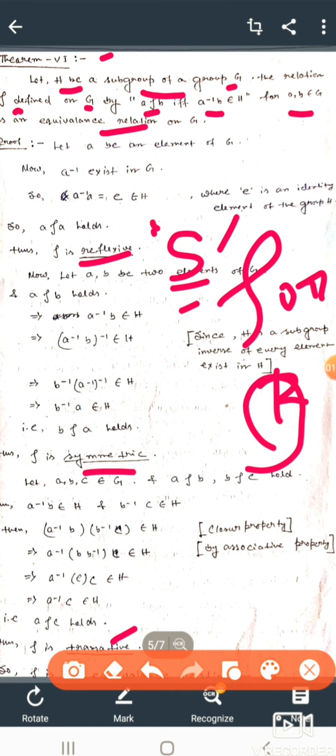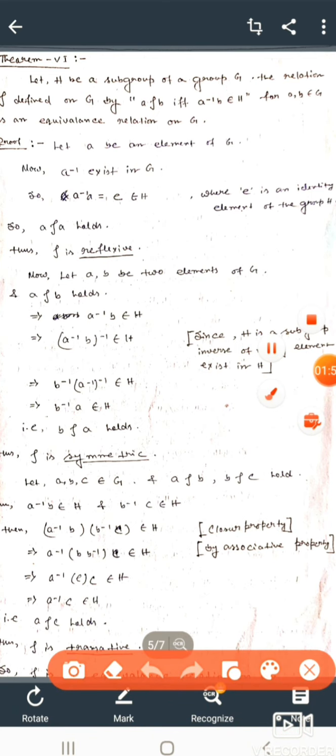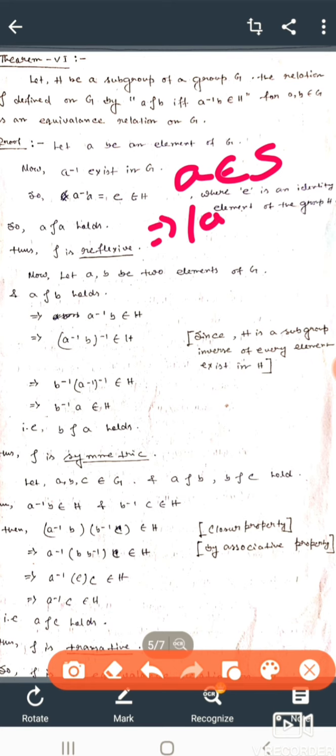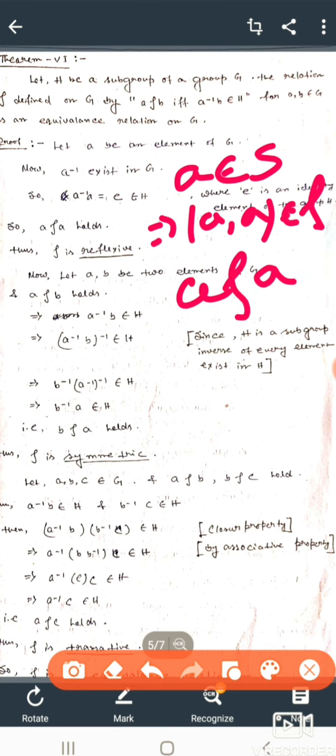I will speak about reflexive first. In case of reflexive, if A belongs to S implies (A, A) belongs to rho, that is A rho A. If A is rho related with A, where A is an element of S, then we can say rho is a reflexive relation on the set S.